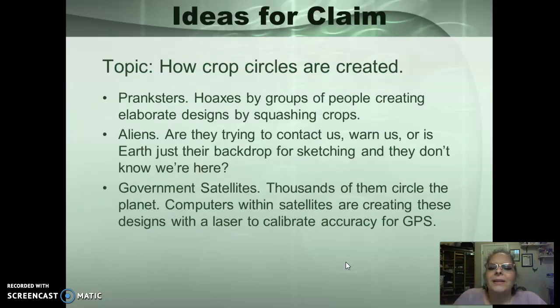Our topic is going to be how crop circles are created. I chose this because I'm pretty sure none of you will be writing about it, so I don't want to give you ideas on what to write about. So how are crop circles created?